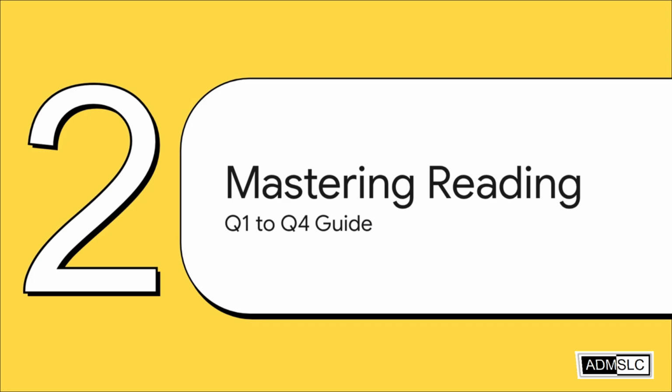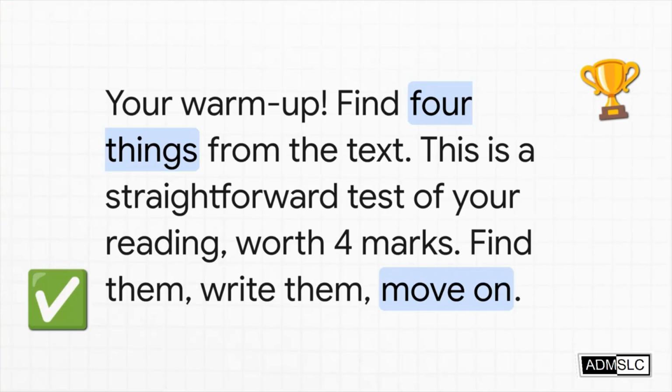All right, let's dive into Section A, the reading section. We're going to walk through these questions one by one, and I'll give you a clear, simple strategy for every single one of them. First up, Question 1. Think of this as your warm-up. It's designed to be a quick, easy win. 4 marks, just for finding 4 specific facts in the first few lines of the text. Seriously, don't overthink it. Find them, write them down, and move on.